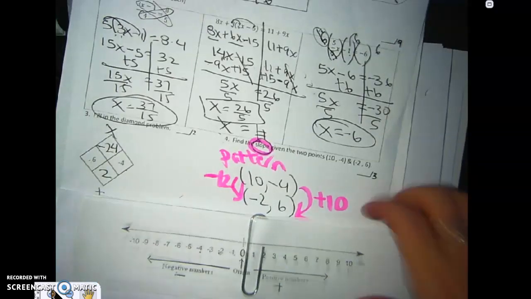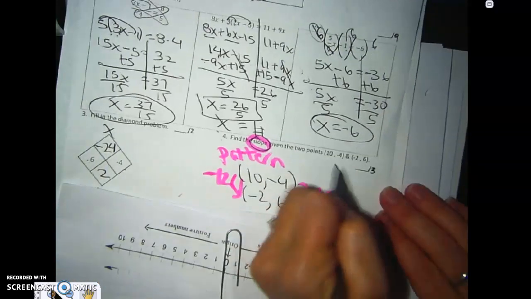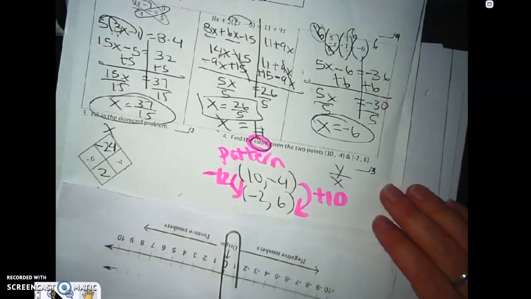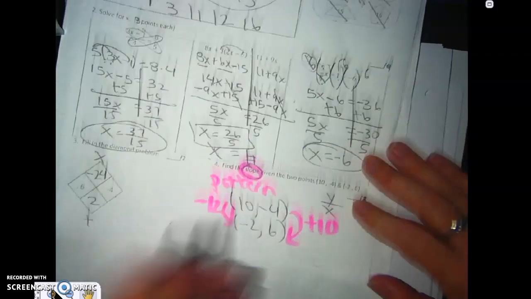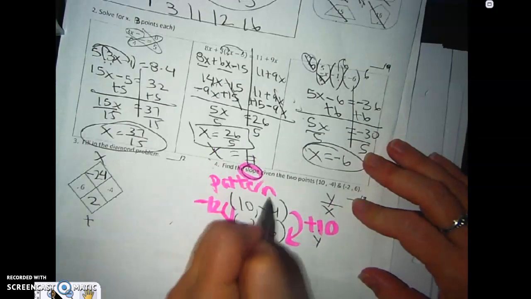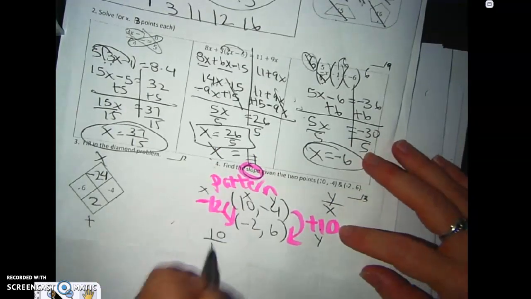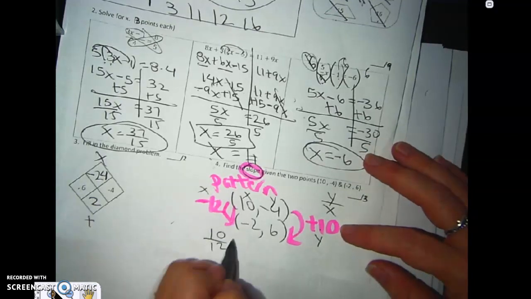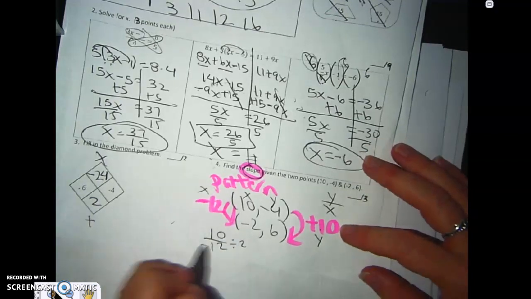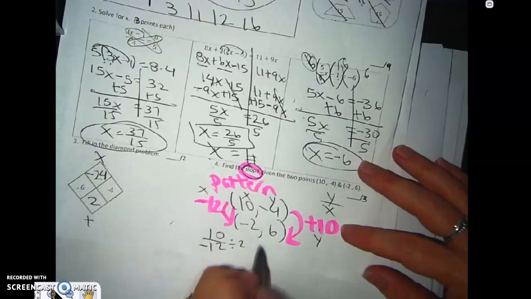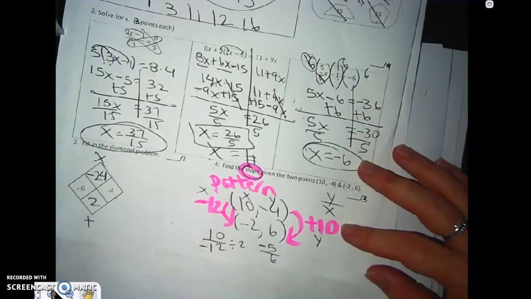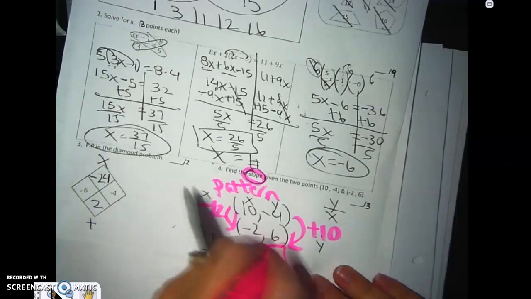Okay? The one thing you're going to have to remember is that y goes on top and x goes on the bottom. Okay? So this is my y, because y always goes second, and this is my x. So I've got 10 on top and 12 on the bottom. But the problem is those are both even. Oh, -12. Divide by 2, -5, 6. That is my slope.